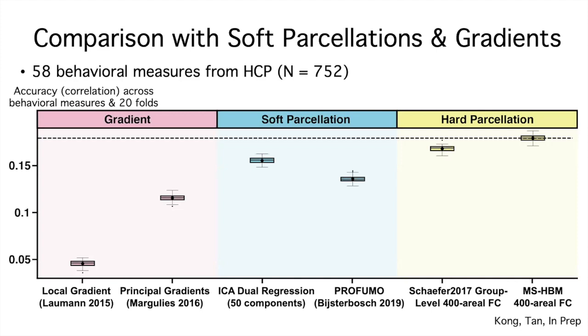As we can see, generally speaking, the parcellations seem to do better than the gradients, and the individual specific area level parcellation seems to do the best. We have repeated this with linear ridge regression, and the conclusions are similar. We're now actually trying to replicate this in another data set.